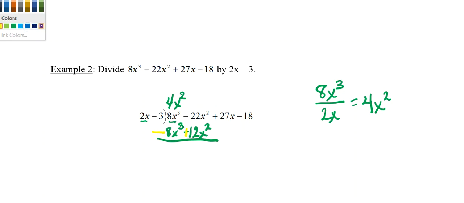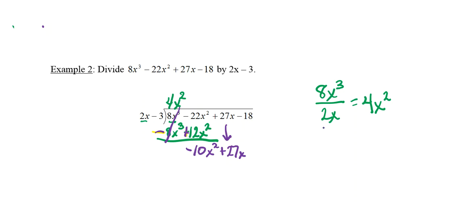Let's get it off the yellow. Okay, we're on purple, that'll work. 8x cubed minus 8x cubed wipes out. Negative 22 plus 12 is negative 10x squared. We bring down the next term.